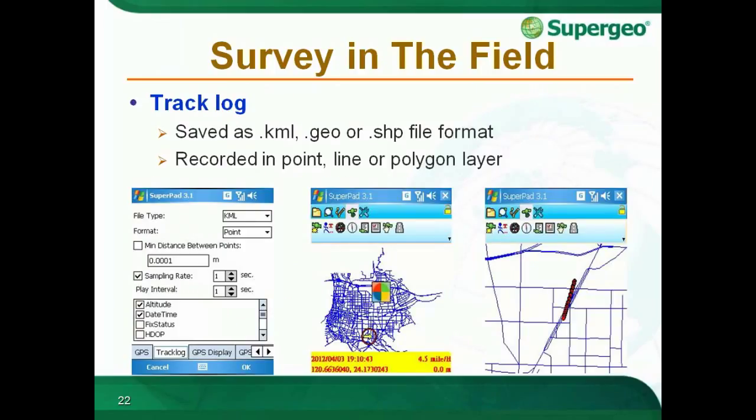SuperPad provides the track log functions to record your trail. It can be a KML, a GEO, or a shapefile, and you can assign to record in point, line, or polygon format. If the track log is recorded as a layer, it can be edited and viewed in SuperPad. Also, you can select the parameter you need to export.